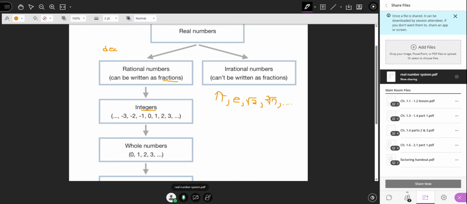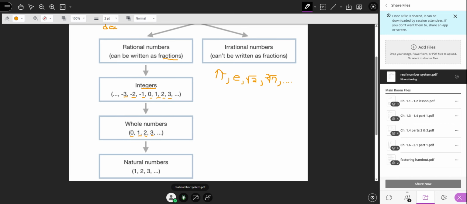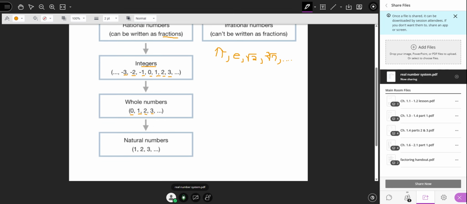And notice with integers, it's got what I call positive and negative whole numbers. And then whole numbers are these with the number 0. So integers would be whole numbers and negative integers. And then natural numbers also are called counting numbers.